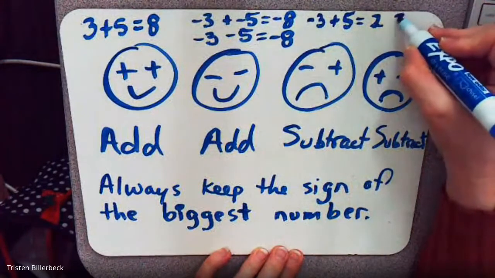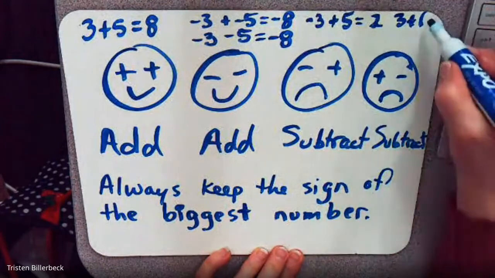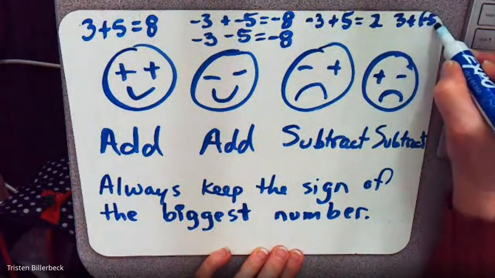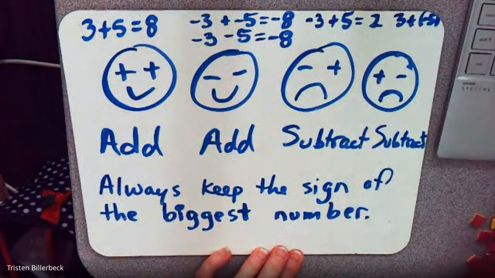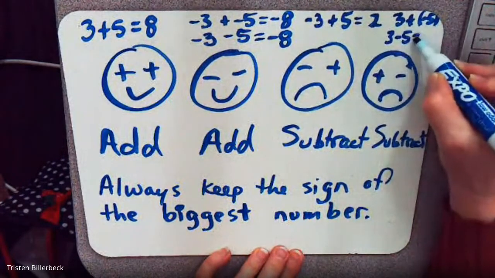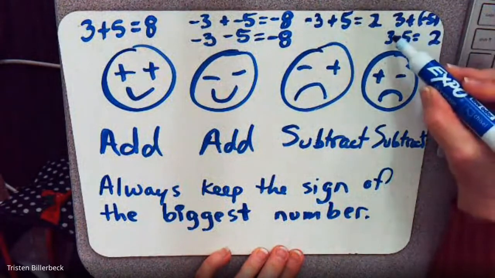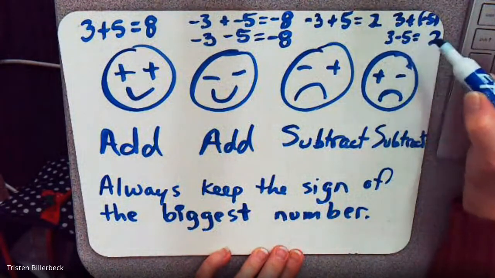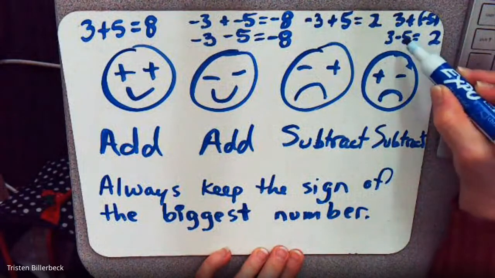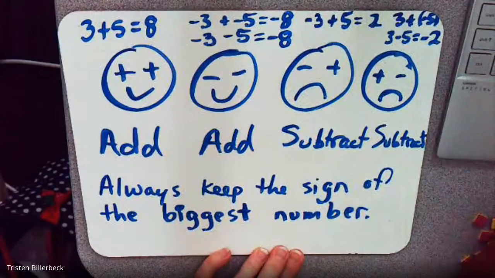Okay, if we had 3 plus negative 5, we would subtract again, and that's actually the same thing as 3 minus 5. We'd subtract again, and that would be a 2, but this time when we look at 3 and 5, 5 is the bigger number, and it has a minus sign in front of it, so the number is negative.